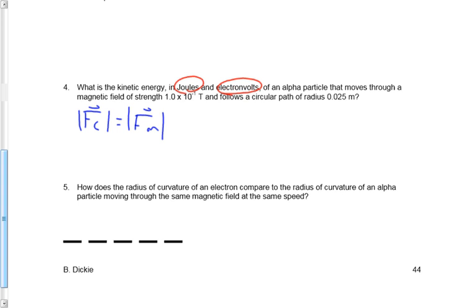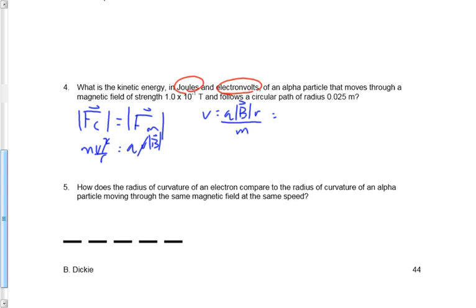What do we end up getting out of this? Well, we end up solving for speed. mv squared over r is equal to qvb. These cancel. We're left with v is equal to qBr over m. That gives us the speed, right?